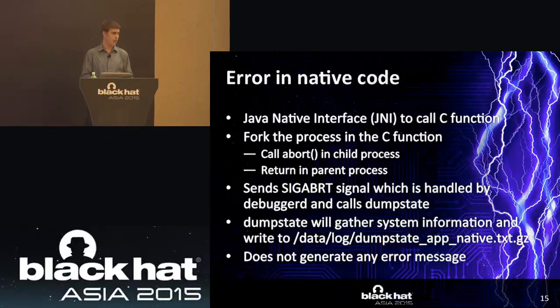And on Samsung devices, the actual path to the dumpstate file when you create an error in native code is /data/log/dumpstate_app_native.txt.gz. And if you do it properly, if you fork the process and do this, it won't generate any error message. But if you don't fork the process, it will generate an error message and crash the application.